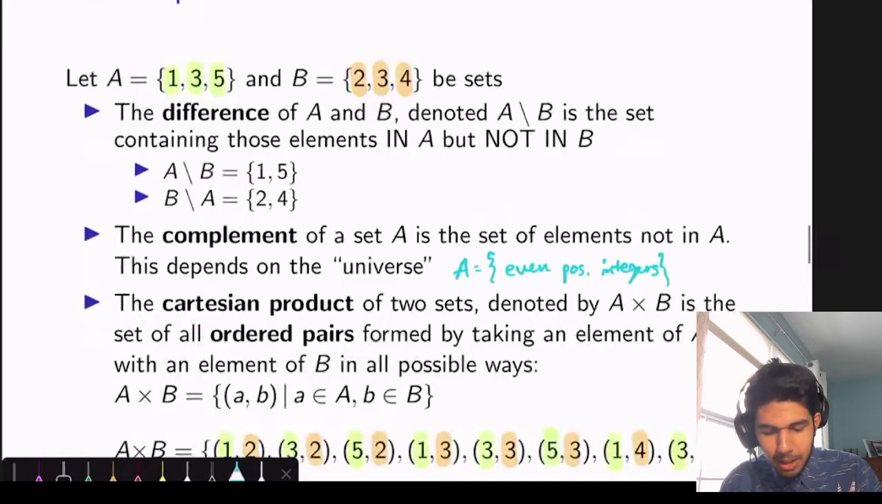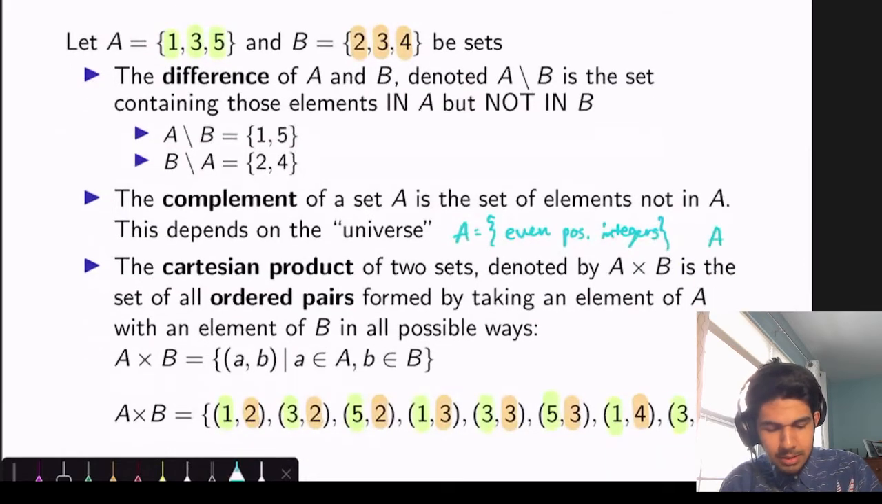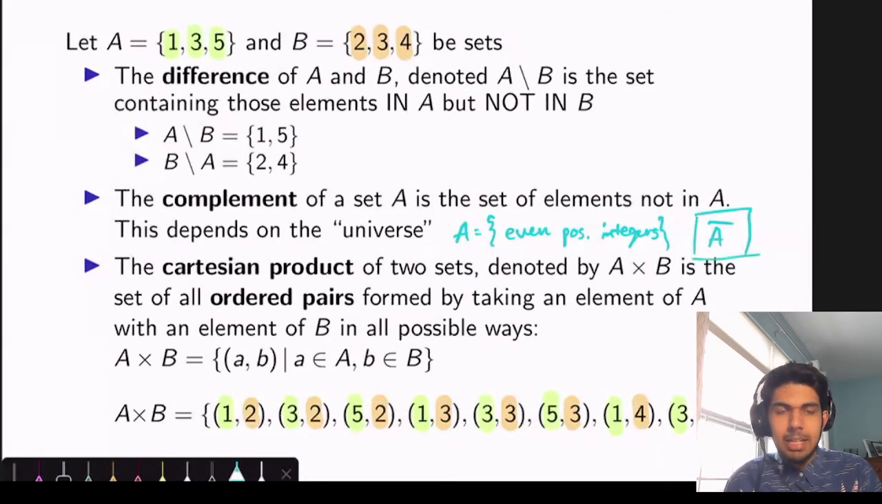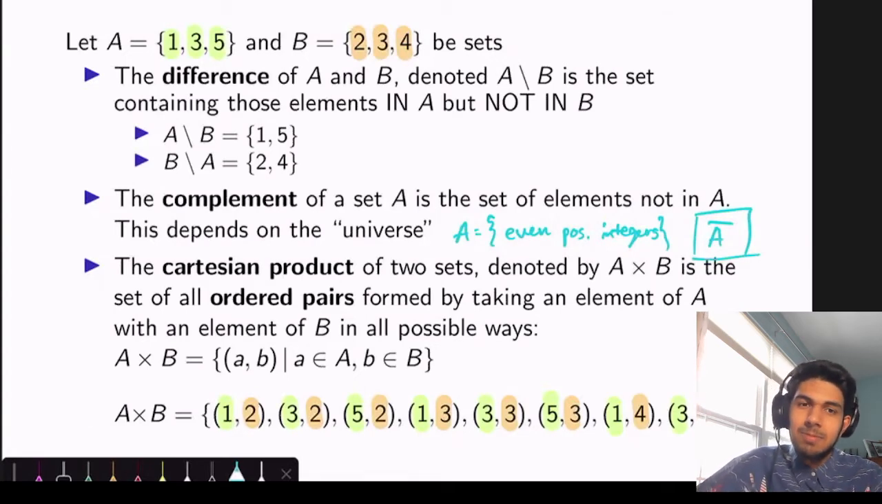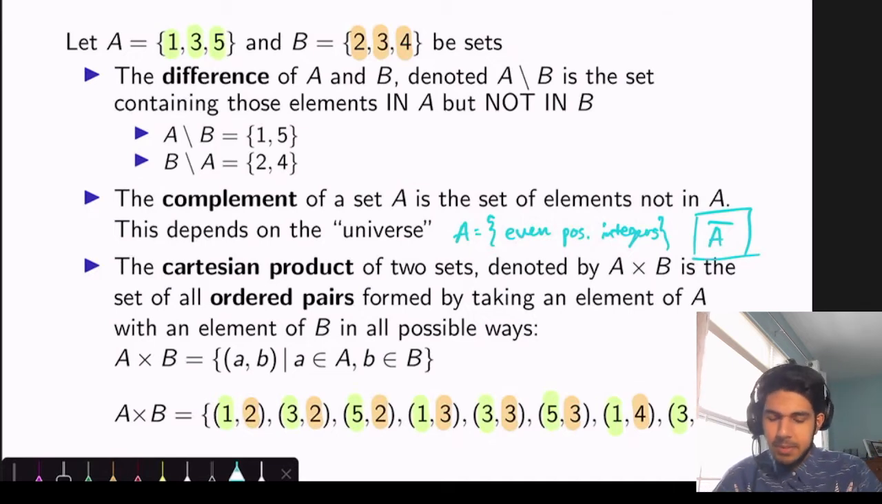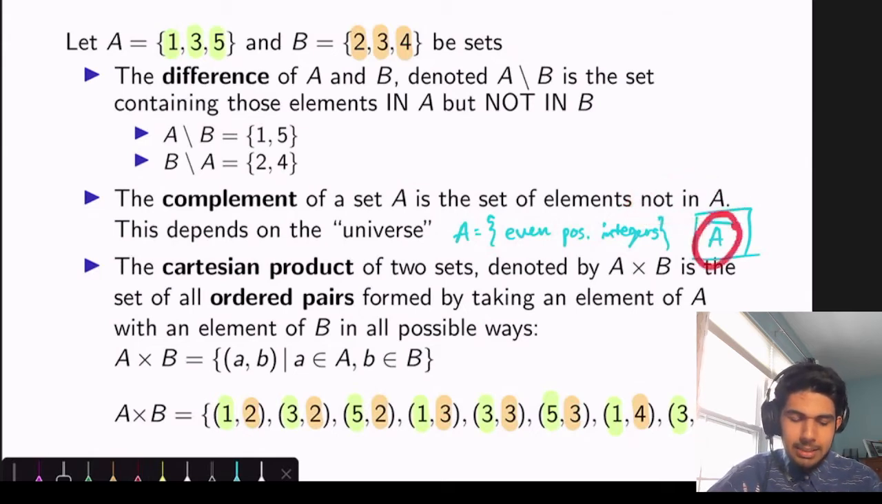Then A complement is denoted with a bar over the A. That would be all elements in the universe, so all positive integers that are not a part of A. So all positive integers that are not even, so that would be all odd positive integers. The main thing to take away here is that the elements not in A are included within the complement, and that's the symbol we use. We just put a bar over the set.